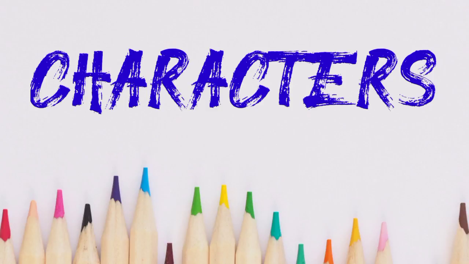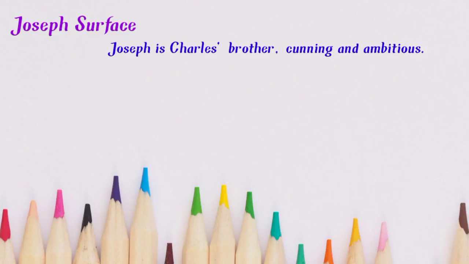Now, let's see the characters in the play School for Scandal, and it has lots and lots of characters. But here I am pointing out only a few important characters, but when I tell you the summary of the story, you will be introduced to all the characters. First, the character is Joseph Surface. Joseph Surface is Charles' brother. He is a cunning and ambitious man.